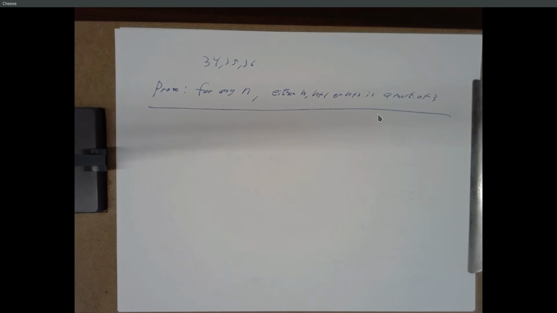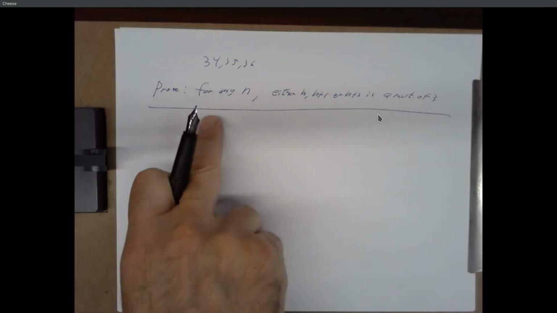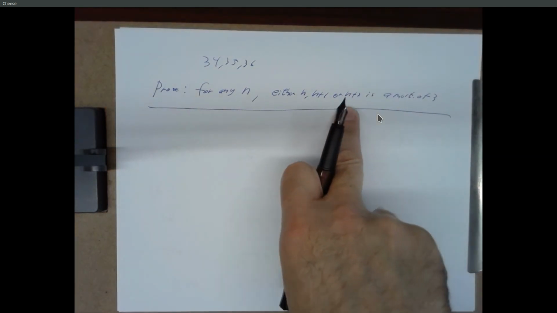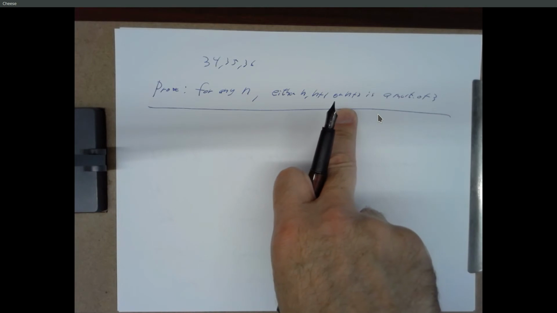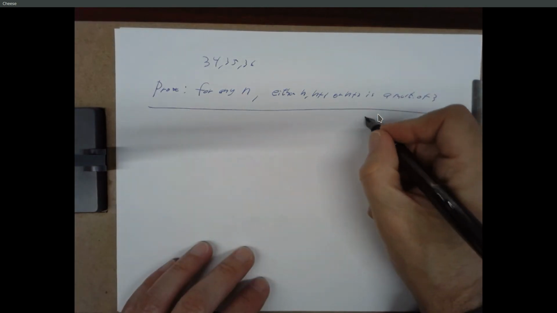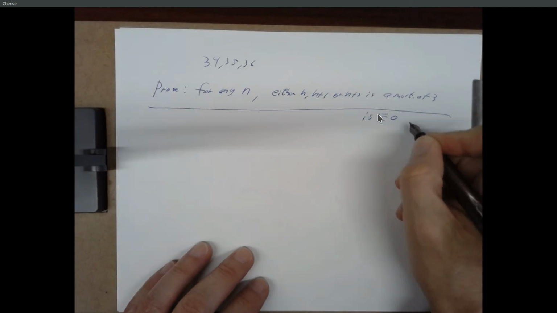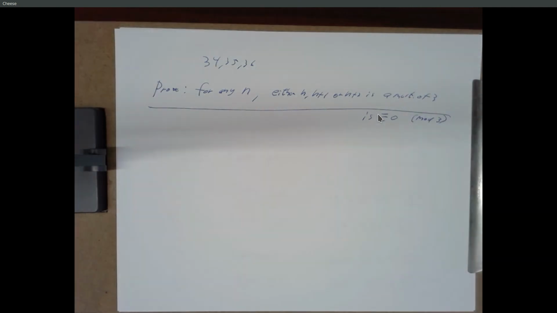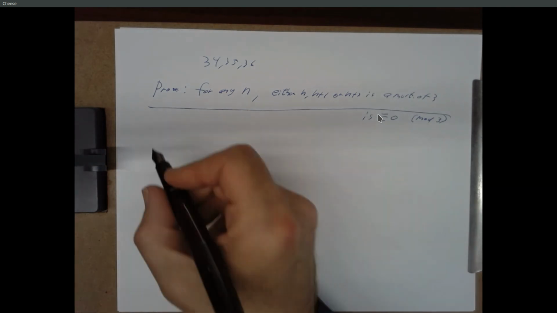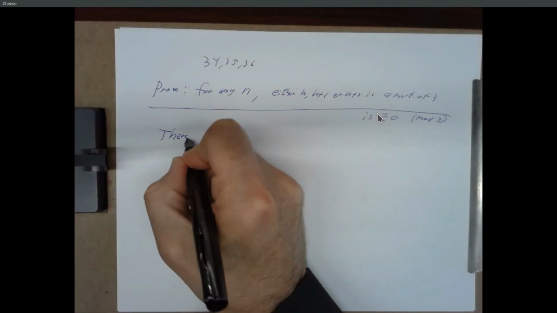Well, since we're talking about multiples of 3, let's think about modulo 3. We could rephrase this as saying for any n, either n, n plus 1, or n plus 2 is congruent to 0 modulo 3. Because that means it's a multiple of 3. Well, we can do this with 3 possible cases. So there are 3 possibilities.